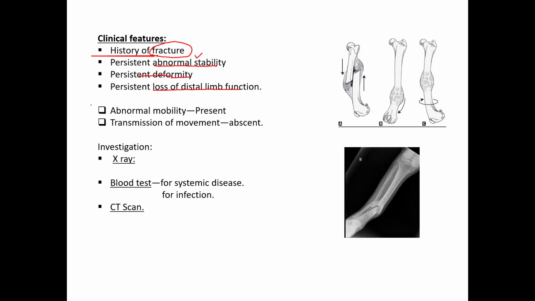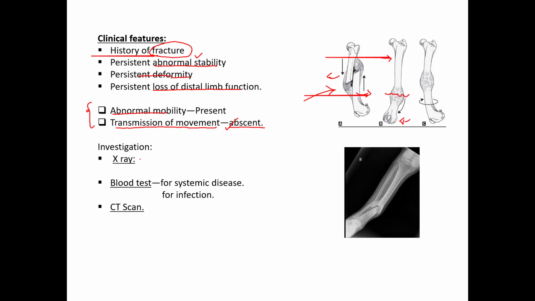So there are two clinical signs you need to remember. One is abnormal mobility. So if you move at the fracture site, this will move separately and this will move separately. This is abnormal mobility. Second thing is transmission of movement. If it is a normal bone, it is in continuity, so if you move this fragment, the other also needs to move. But if there is a break here, this movement is not transmitted to the distal part. So this is called lack of transmission of movement. This is one of the clinical signs of a patient who is having non-union.